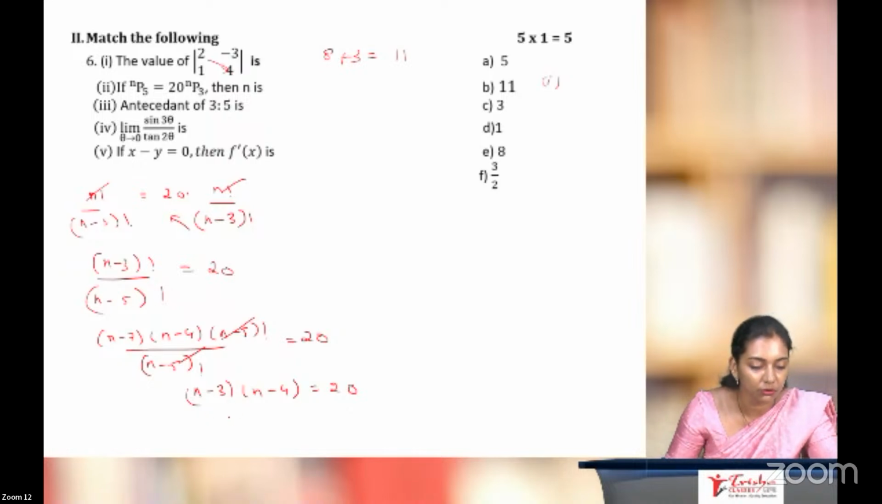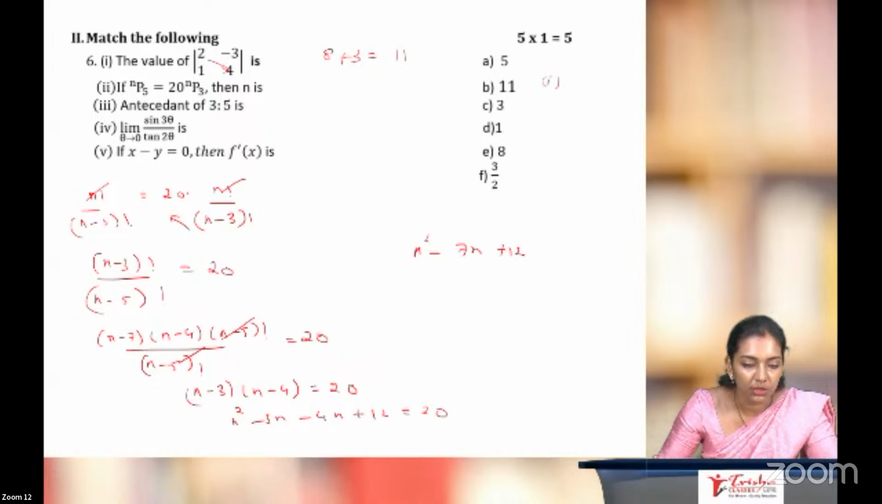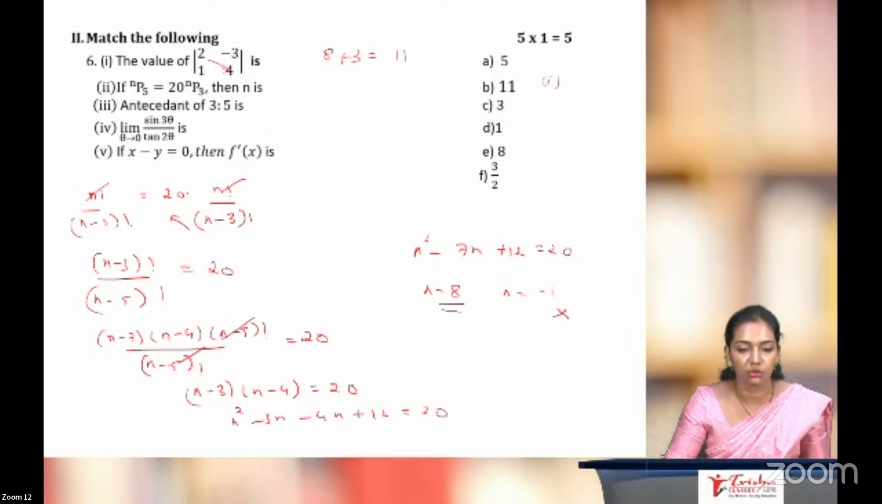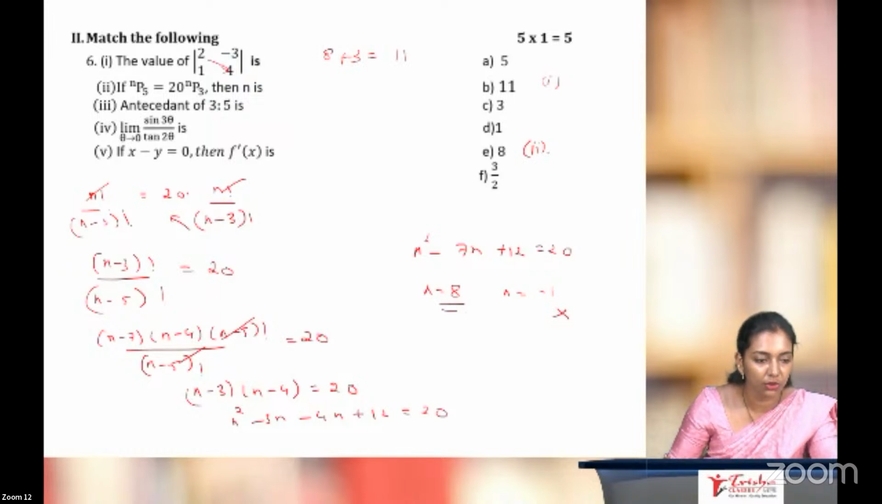Now you have to factorize: n square minus 3n minus 4n plus 12 equal to 20. So here you get n square minus 7n plus 12 equal to 20. I think you get n equal to 8 or something. Just calculate this and factorize. n equal to 8 and n equal to minus 1, which is not possible because it is negative. So A should be the answer. Okay, so this is the second answer. Note down if you want.